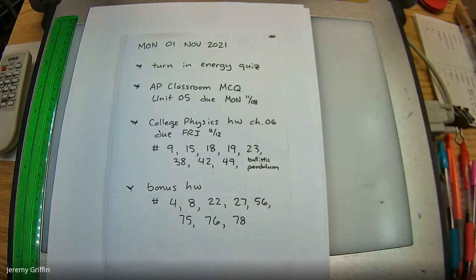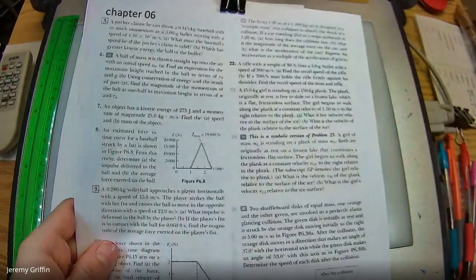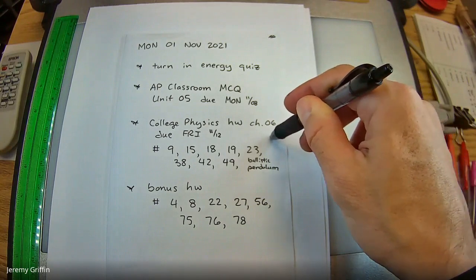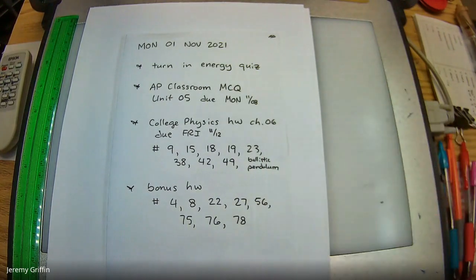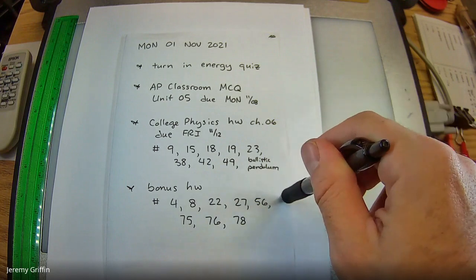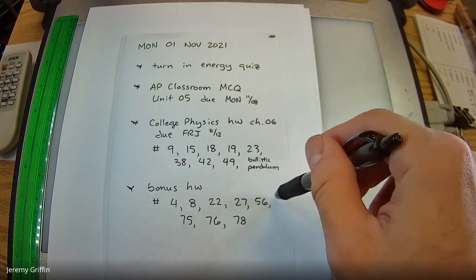Then I have new pages for you guys. So clipped to the front of your desk are two pages. One looks like this, says chapter 6. Here's your main homework problems from chapter 6 and also a bonus homework. Last couple of bonus homeworks I've been doing 20 out of 10. I'm going to switch that to 20 out of 20, so there'll still be a bonus option. It'll still boost your grade a little bit, but it's just going to be out of 20 points.